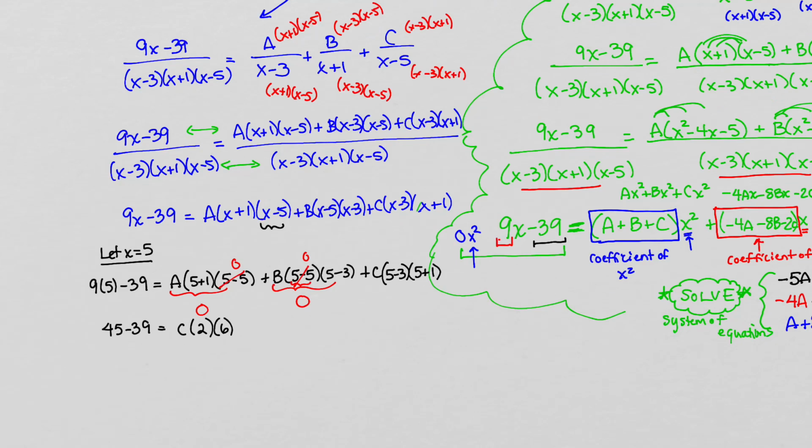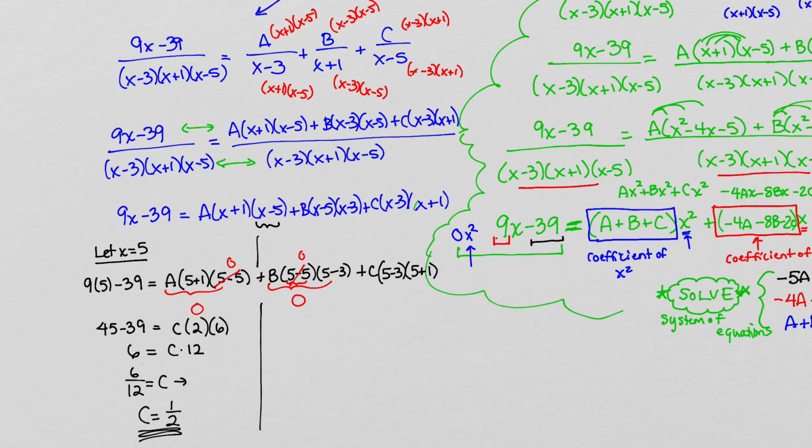Is that not sweet or what? 9 times 5 is 45. 45 minus 39 is 6. C times 2 times 6 is C times 12. And so that means 6 divided by 12 is C. Or in other words, C is just 1/2. Wow. Pretty cool, isn't it?